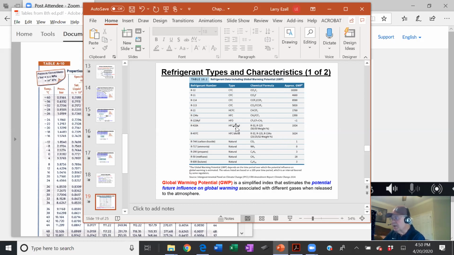Let's look at R410A. It's 1924, and R22, well, that's interesting. It's 1760. I guess its ozone characteristics are much better, but it looks like its climate change potential is a little higher. But anyway, R410A and R134A are what you deal with.